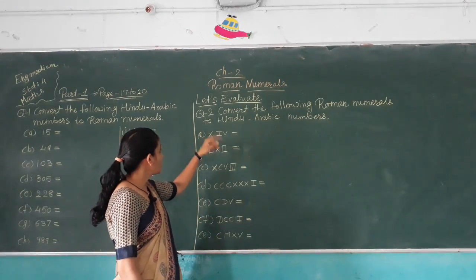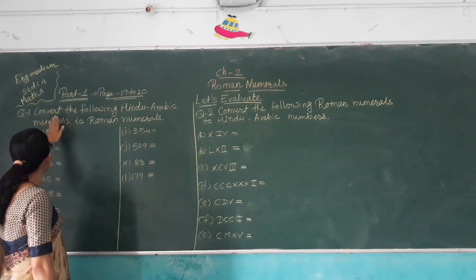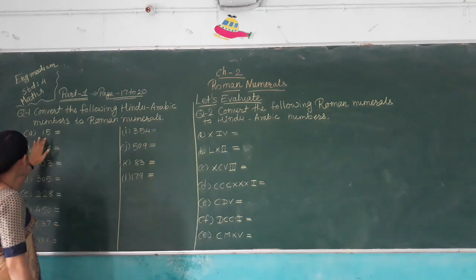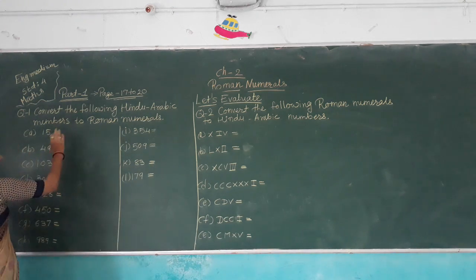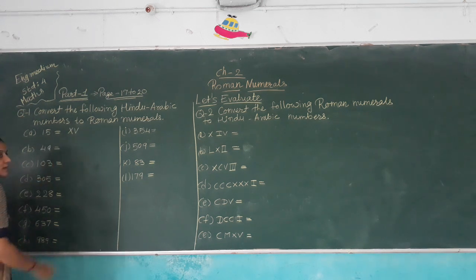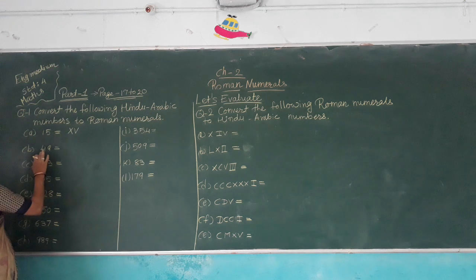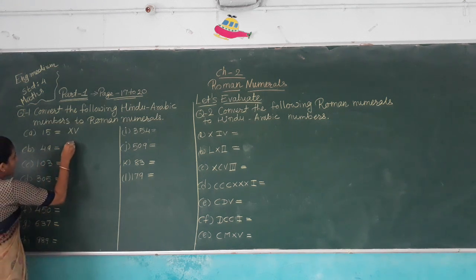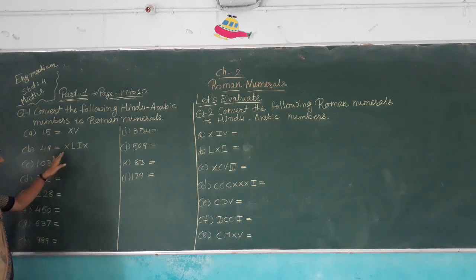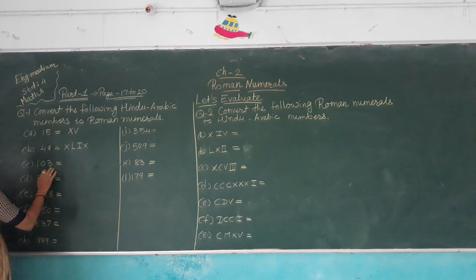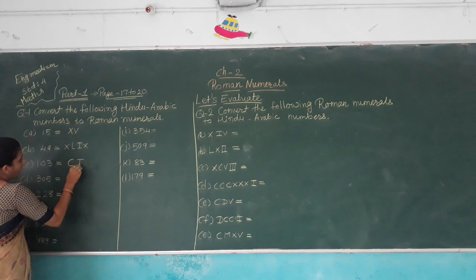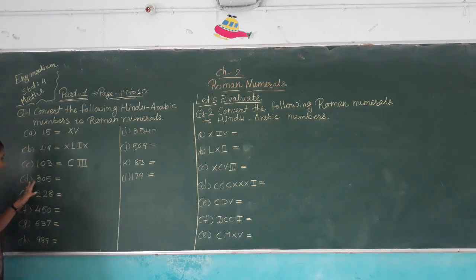Now let's evaluate. Now solve the exercise. Question number 1. Convert the following Hindu-Arabic numbers to Roman numerals. Here given 15, which is 10 plus 5. 10 is X and 5 is V. It makes XV. 49 is 40 plus 9: 40 is XL and 9 is IX. It makes XLIX. 103 is 100 plus 3, 100 is equal to C and 3 is three times I.